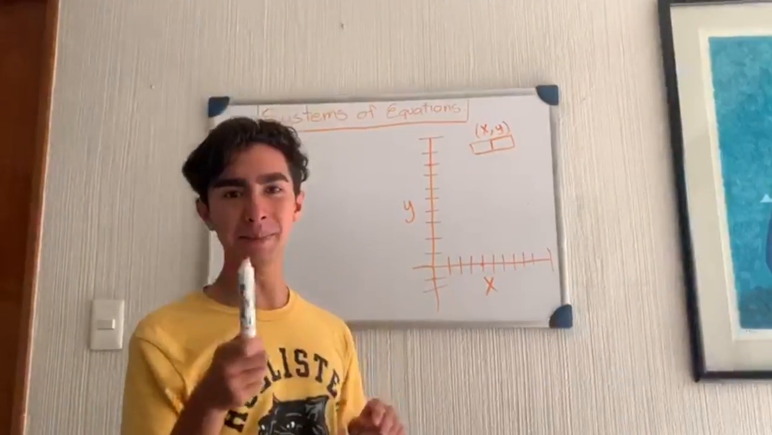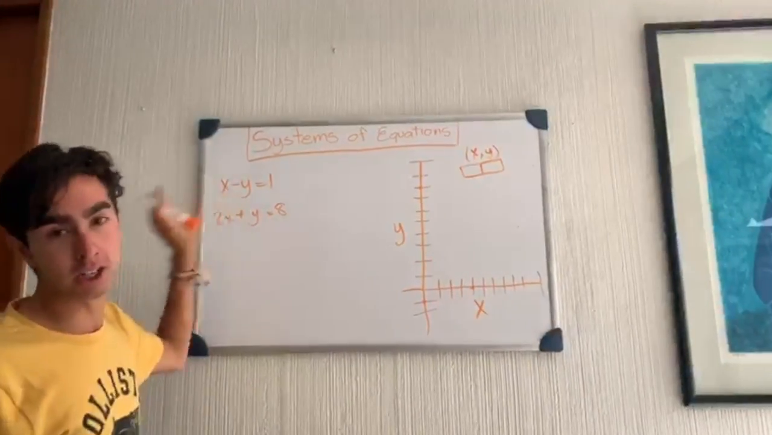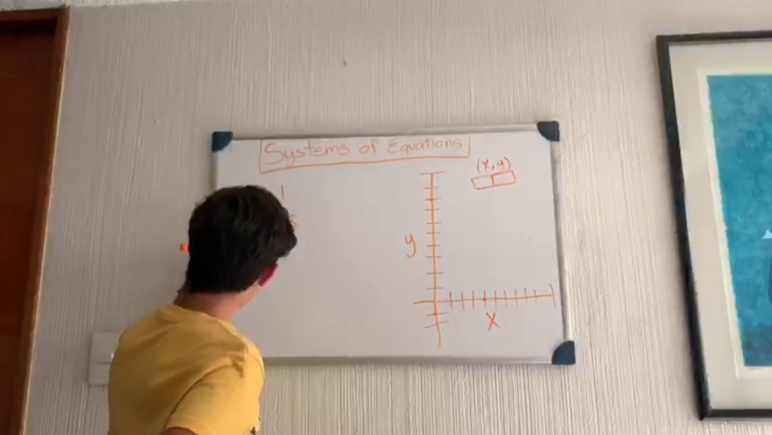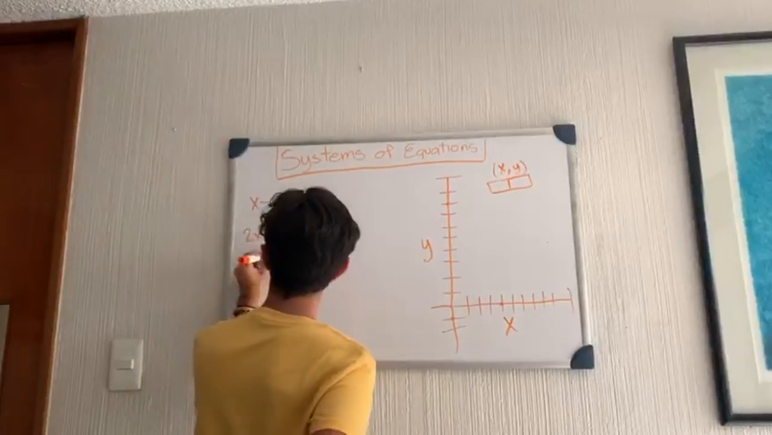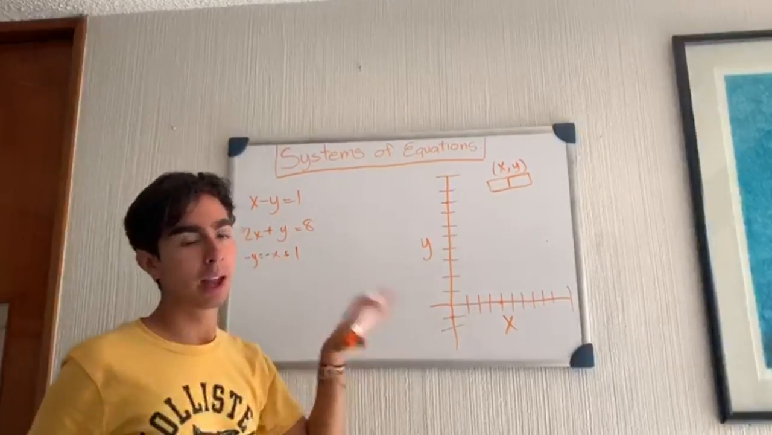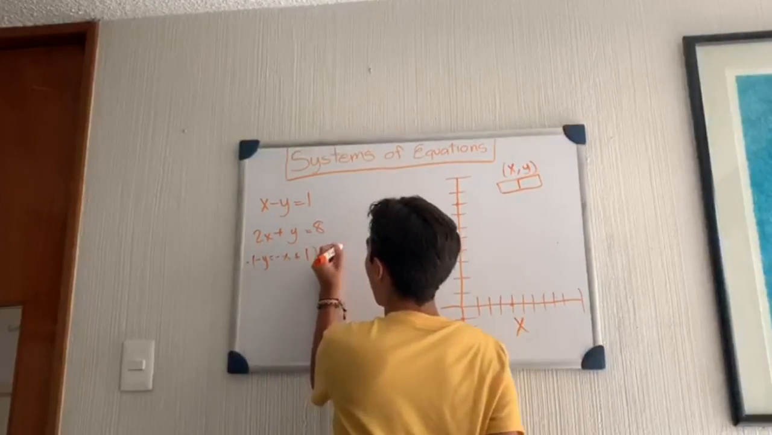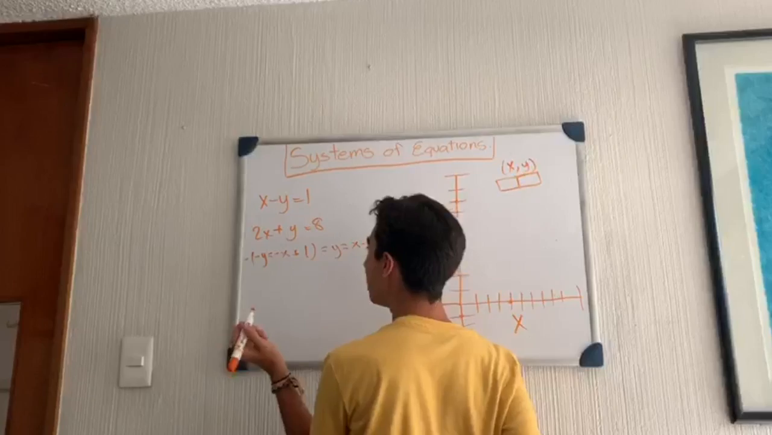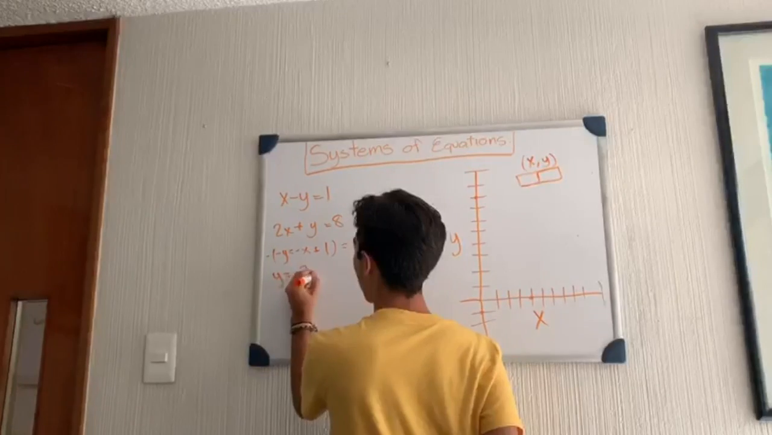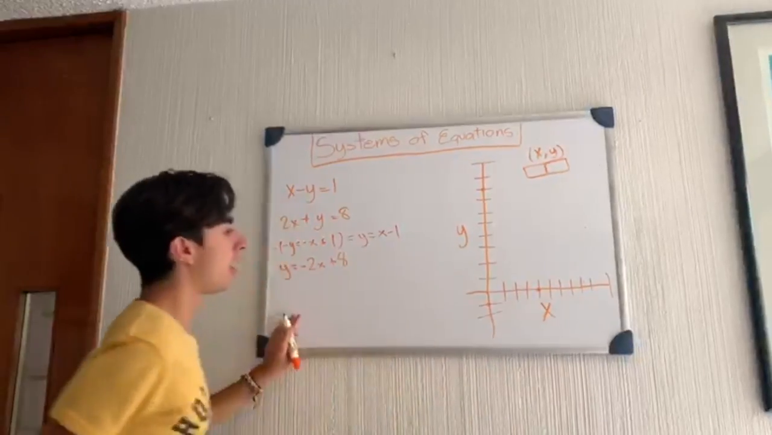Now the last method is the graphing method. This is the function you're given. First you're going to solve for y, so you can graph. So it'll be minus y equals minus x plus 1. And since this one is negative, you need to multiply it by negative again so it can be positive. So it'll be y equals x minus 1, and the other one will be y equals minus 2x plus 8. Now we graph this.